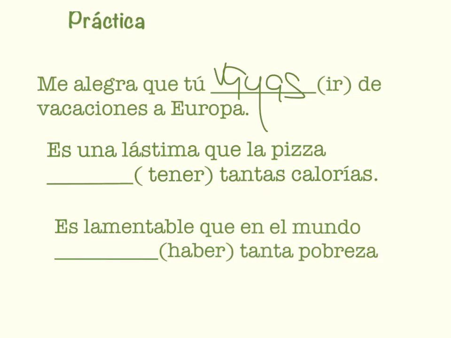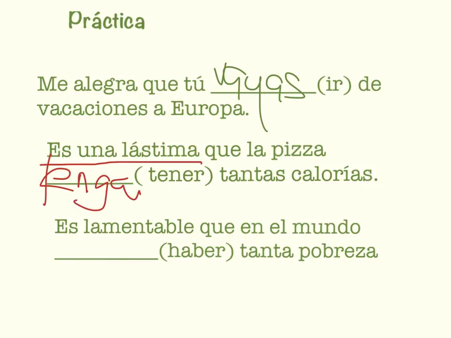Es una lástima que la pizza tener tantas calorías. Now the phrase es una lástima means something like, oh, it's a pity that pizza that is so delicious has so many calories. So yes, okay, es una lástima, it's a subjunctive trigger of emotion, and you're going to conjugate the second verb in the subjunctive. Es una lástima que la pizza tenga tantas calorías.